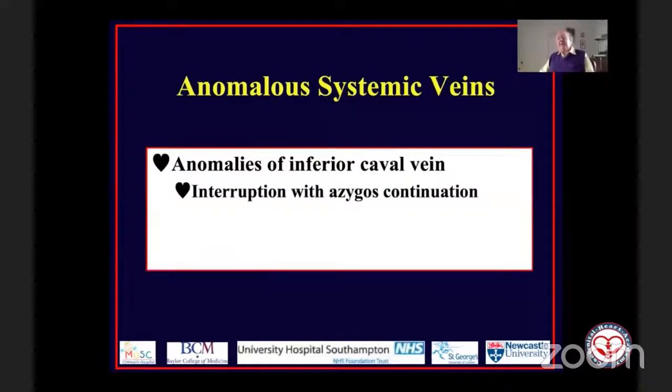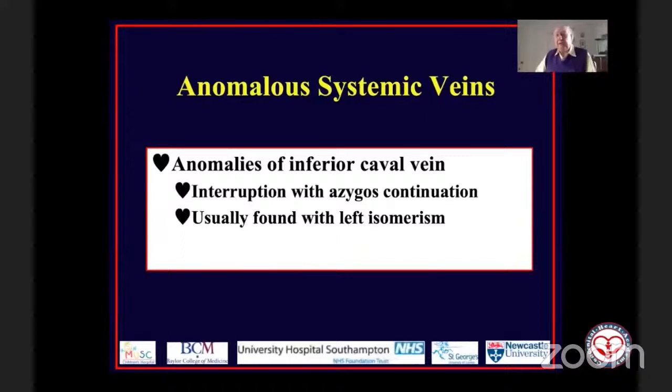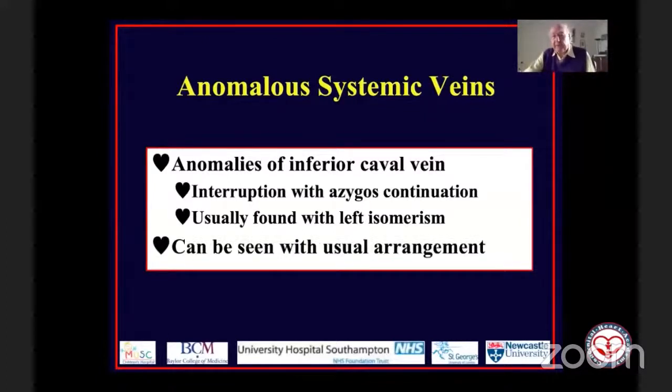But before we get to that, let's shift tack just a little bit, and let's look at the commonest anomaly of the inferior caval vein, because I'm sure you're all aware that the most common lesion involving the inferior caval vein is interruption with azygous return of the venous return from the abdomen. And I'm sure you're also all aware that most frequently we find that with left isomerism.